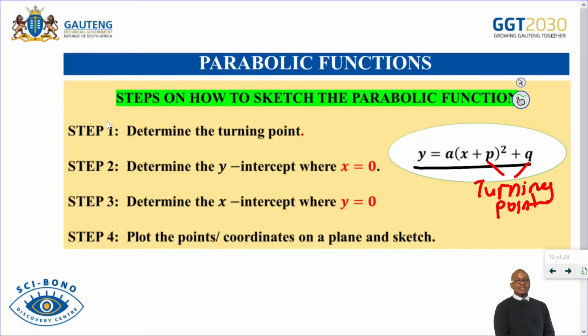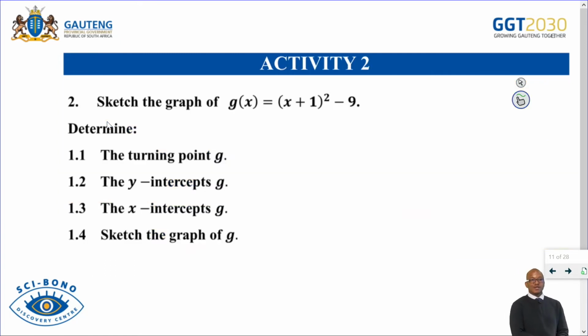Now let's look at the steps on how to sketch this particular function using this standard form. We are given the function g of x is equal to (x plus 1) all squared minus 9. The first thing is to determine the turning point, and the second step, we determine the y-intercept, the x-intercept, and we sketch.